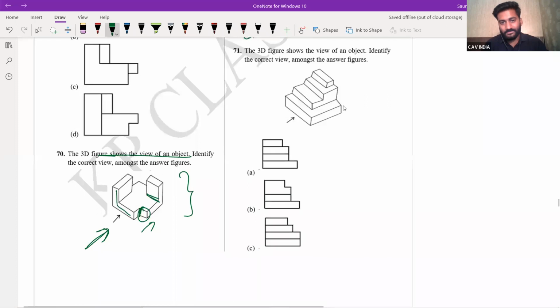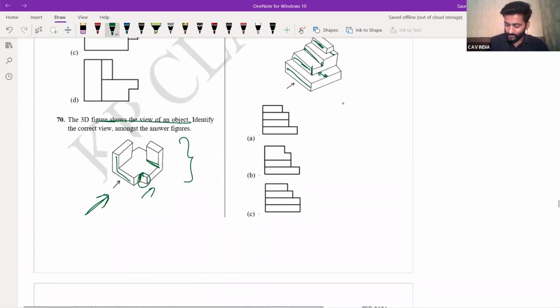Similar to that, in 71, again easier. One rectangle would be there, then another rectangle would be there at some offset, then another rectangle of the same height would be there in the same alignment, then another rectangle would be there with some offset. Option A is the right answer for it.